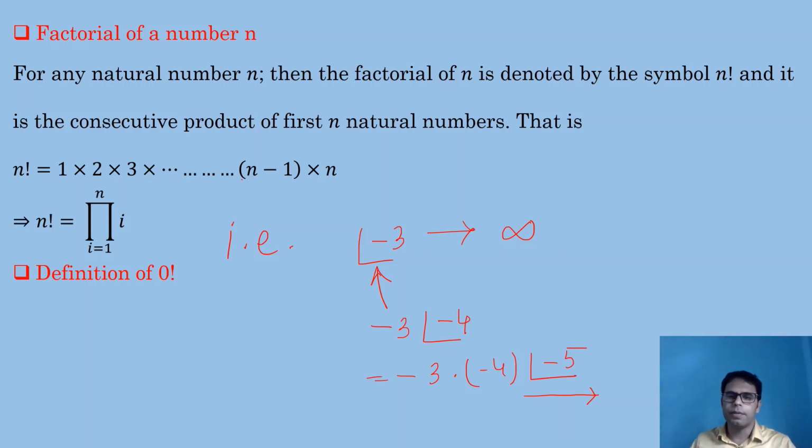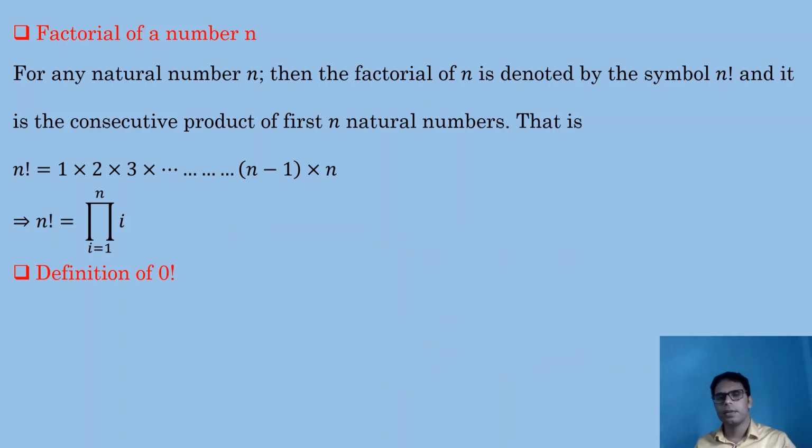In the similar way, factorial of a fractional number is also undefined. That is, if you write factorial of say 1 by 2, this is also undefined. It has no definite value. It will be infinity. Any fractional value. So for fractional values and negative number values, factorial of those values are always undefined.